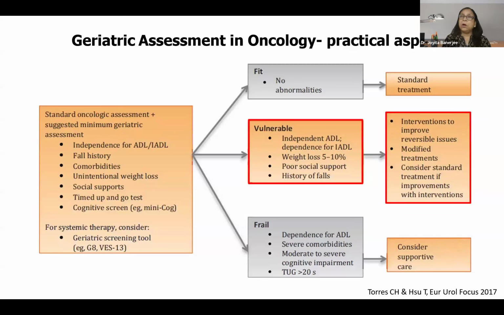The fit and the frail are on both sides of the spectrum, and the vulnerable in between. A fit patient with no abnormalities can go for standard treatment, whereas for a frail patient who might be dependent in activities of daily living, who might have severe comorbidities or cognitive impairment, we have to consider supportive or palliative care. It is the patients in between the fit and the frail who need more proper assessment and reassessment, and modified treatment protocols, reduction of dosage, and we can also consider standard treatment if improvements occur with intervention. So this is a practical way of doing a geriatric assessment in an oncology clinic.